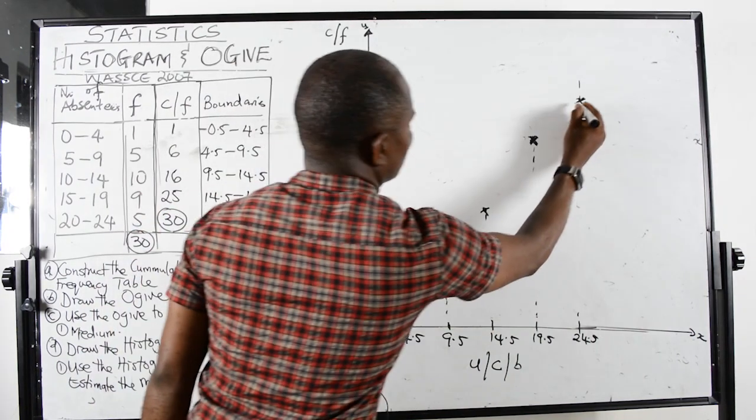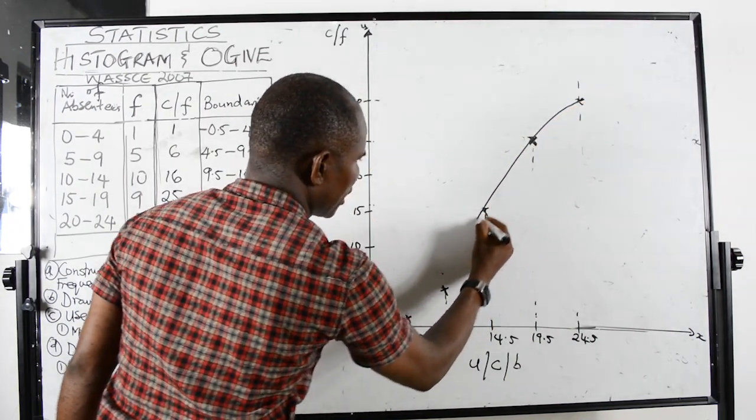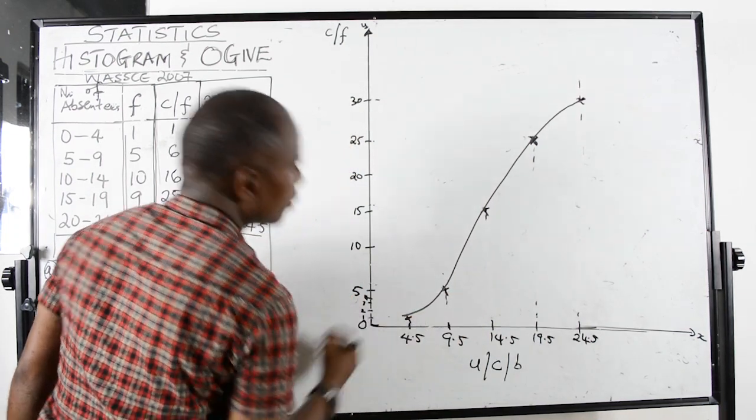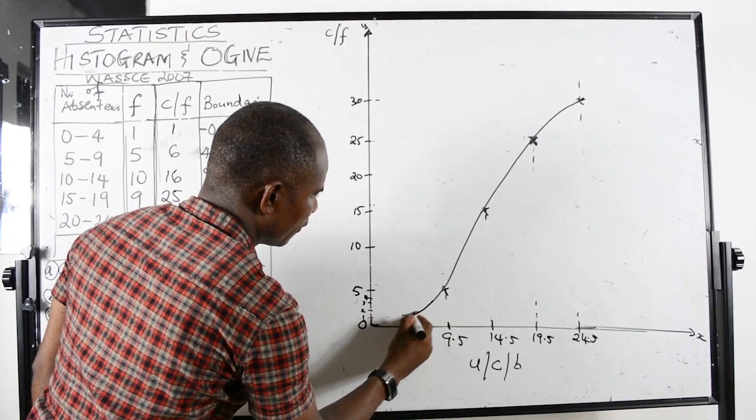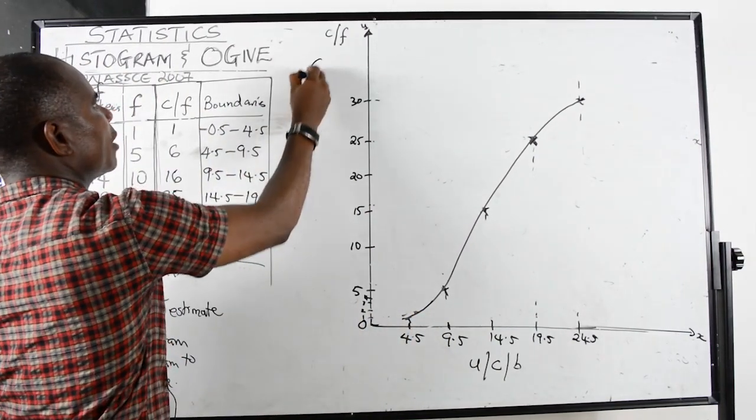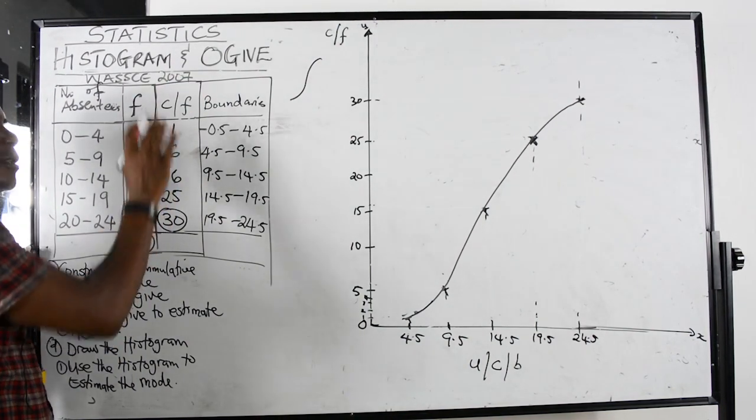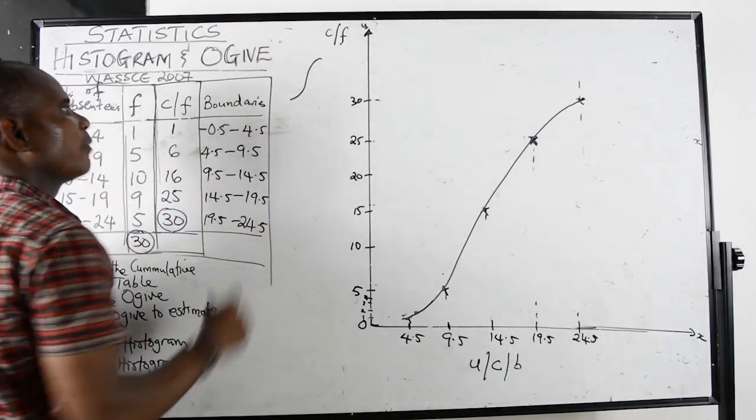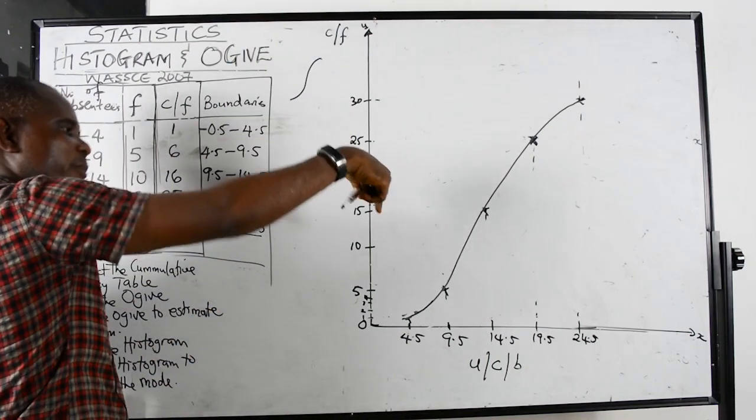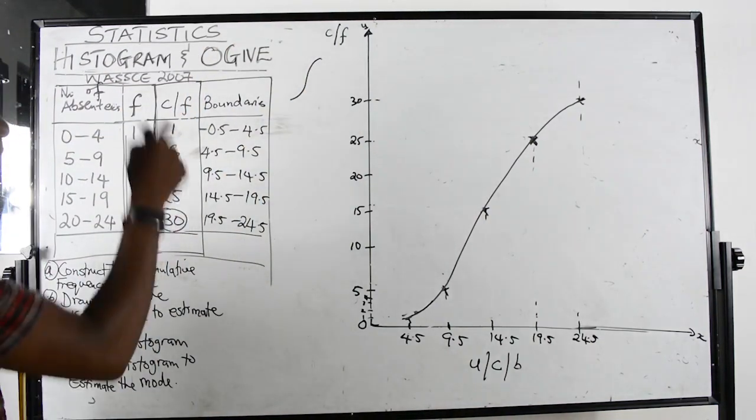So you draw the graph. It's a curve. No ruler here, it's not a straight line, it's just a curve. And this curve is always S-shaped. It's always this way, because the figures are being added, accumulating. As you accumulate the figures, the cumulative frequency keeps increasing. So you do not expect this curve to come down. It's always going to be a curve that projects upwards like that. So that's how it appears.